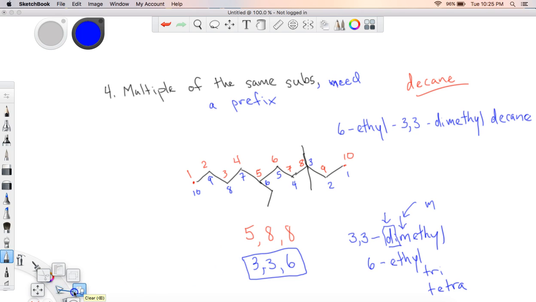So a couple of other things to keep in mind. If you have any sort of halide that's present, and we're not dealing with alcohols or any special functional groups like that, alkyl halides get named in the same way that alkanes do. And so you can just use the terminology chloro. You may have fluoro. Fluorines aren't quite as common as chlorines. Bromo and iodo. So you want to keep those in mind when you are working with your naming.